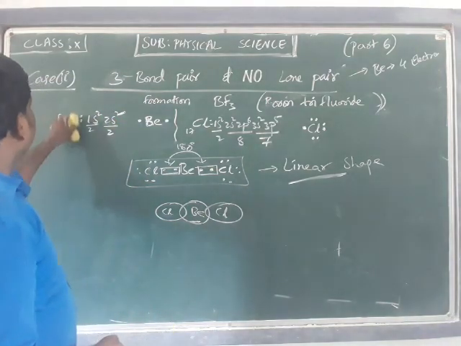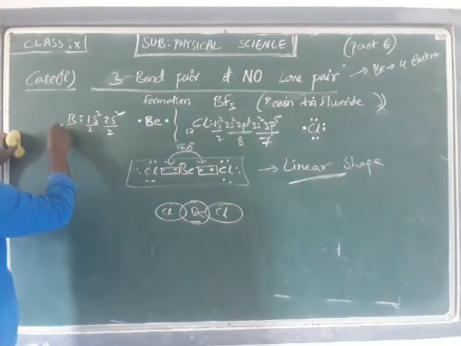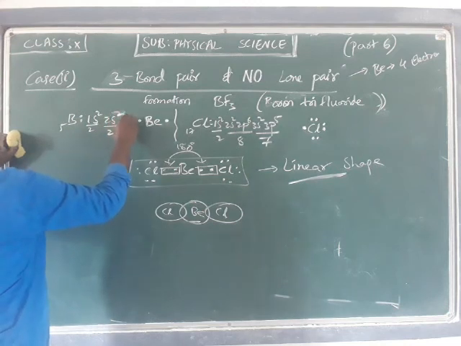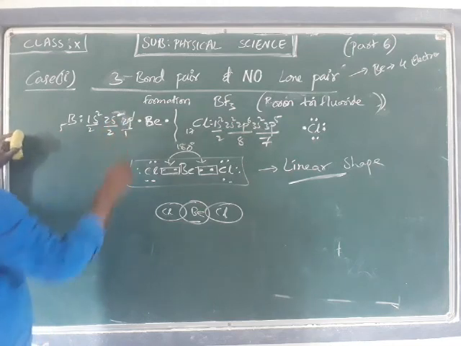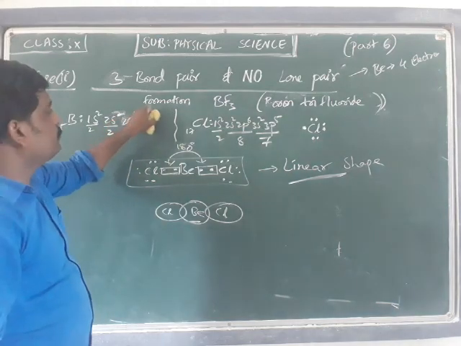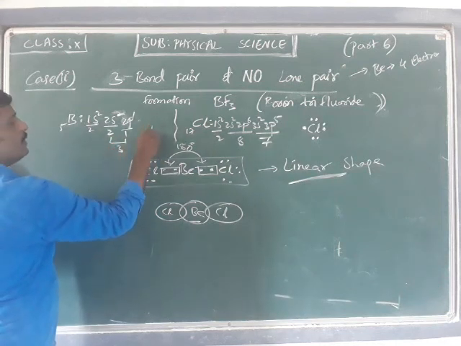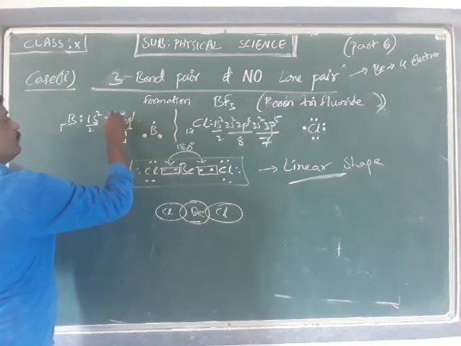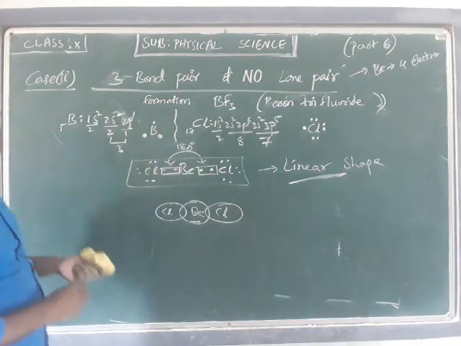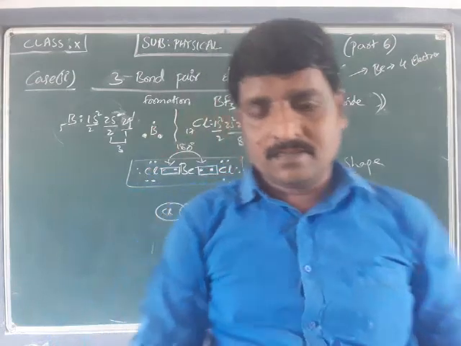So boron, if you take the electron configuration of boron, atomic number 5, that is 1s2, 2s2, 2p1. The outermost electrons are 3. So boron consists of 3 electrons, where it can lose 3 electrons from its outermost shell.